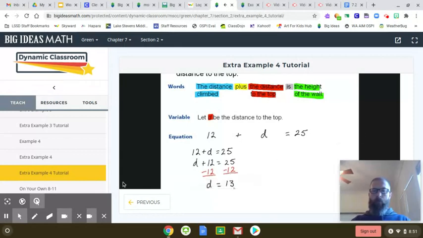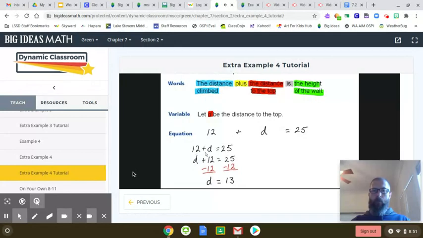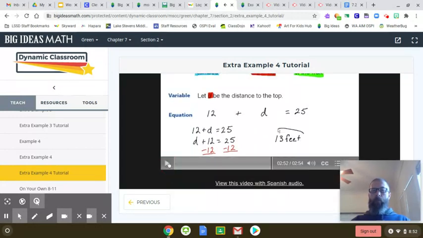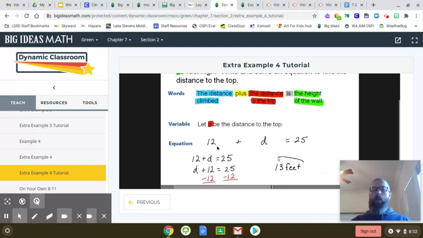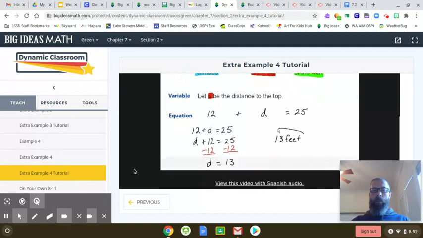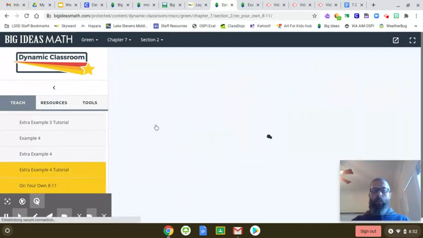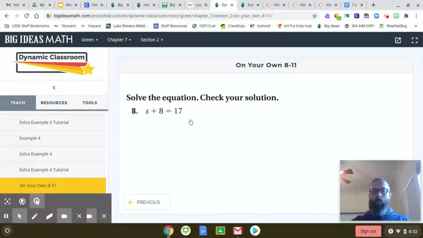D equals 13 is a solution of the equation 12 plus D equals 25. However, 13 is not the answer to the problem. Distance means that the solution has a unit. The units in this problem are feet. So, the distance to the top is 13 feet. Okay, so we had to write the equation and then undo it and then solve. Let's take a look at these ones and we'll do these together.